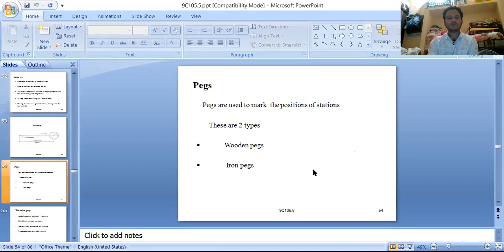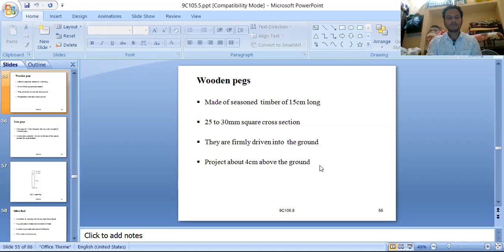Pegs are used to mark the position of stations. We have two types of pegs, wooden pegs and iron pegs. Wooden pegs are made of seasoned timber of 15 cm long. These are 25 to 30 mm square cross sections. They are firmly driven into the ground and project about 4 cm above the ground.